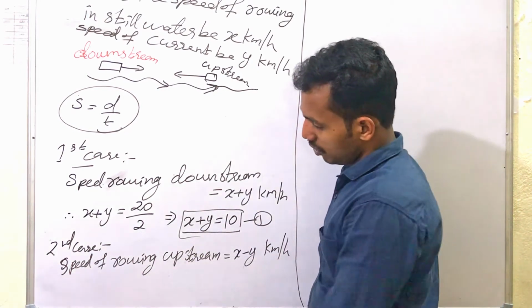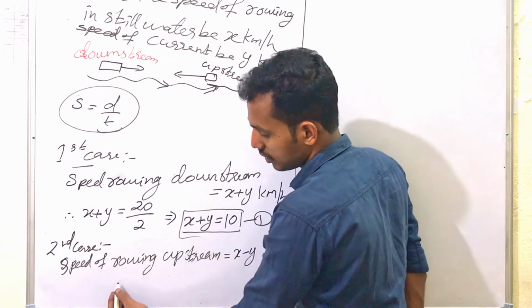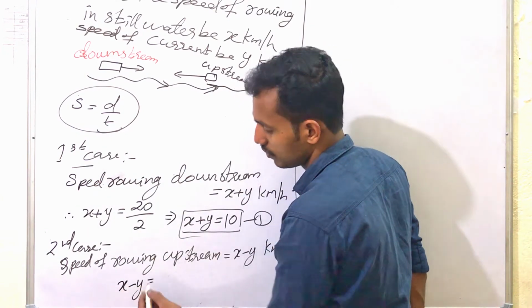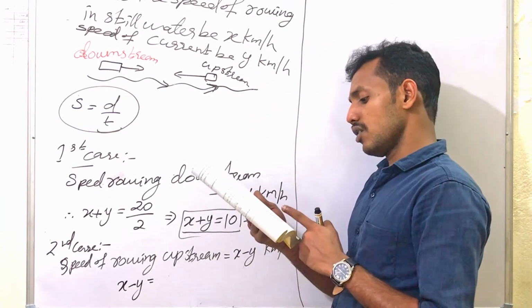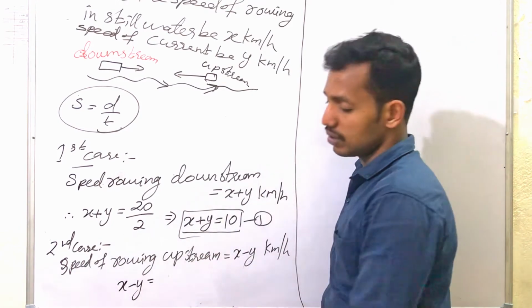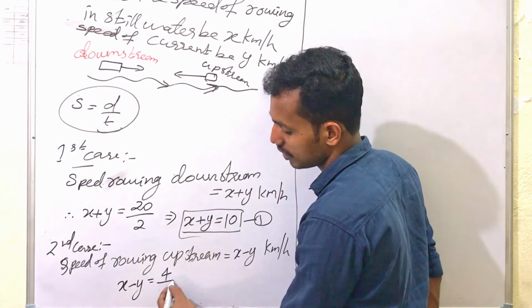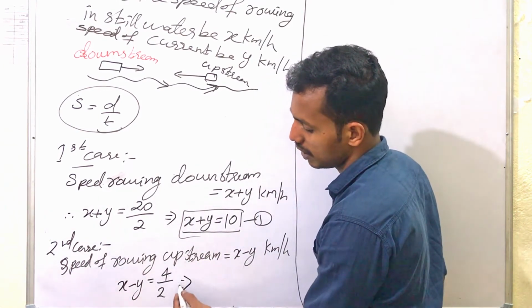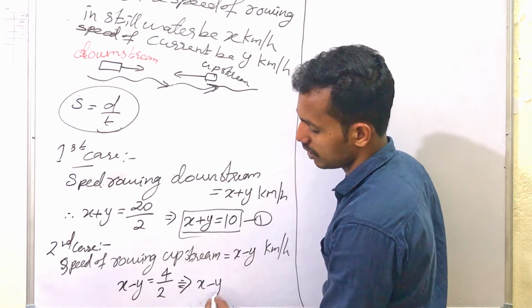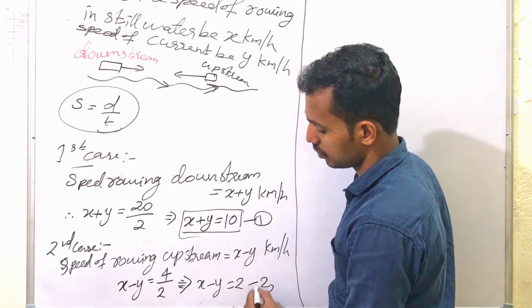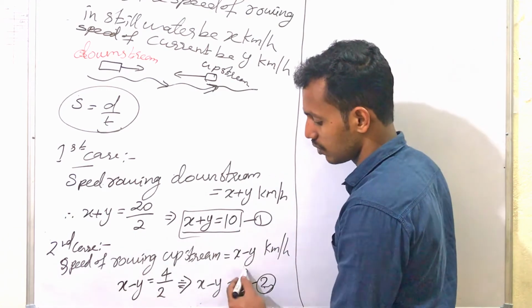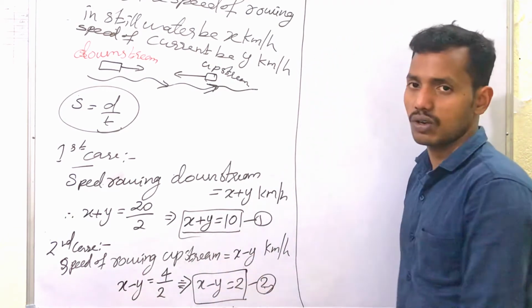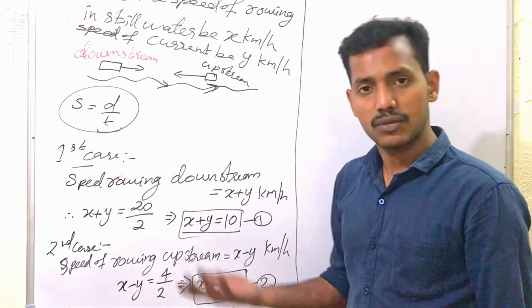Then what will be according to this formula? Speed x minus y is equal to, what is the condition? Upstream 4 km in 2 hours. So distance is 4 km and time is 2. So that implies x minus y is equal to 2. Equation number 2. So these are the two equations we have got. It's very easy to solve by the elimination method. Try it yourself.